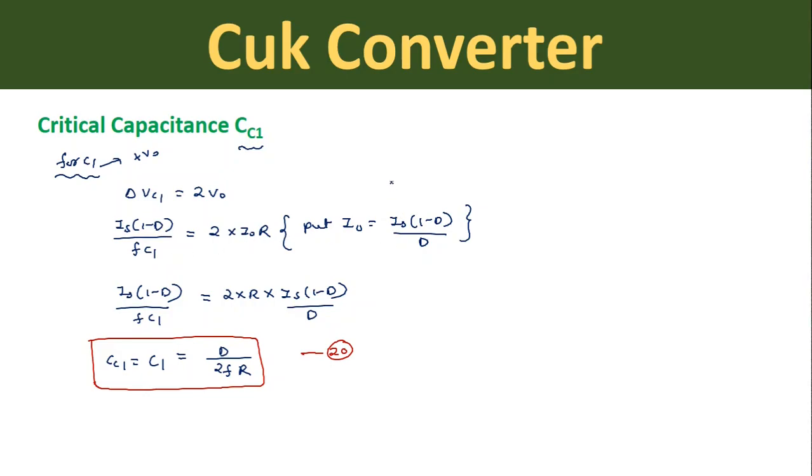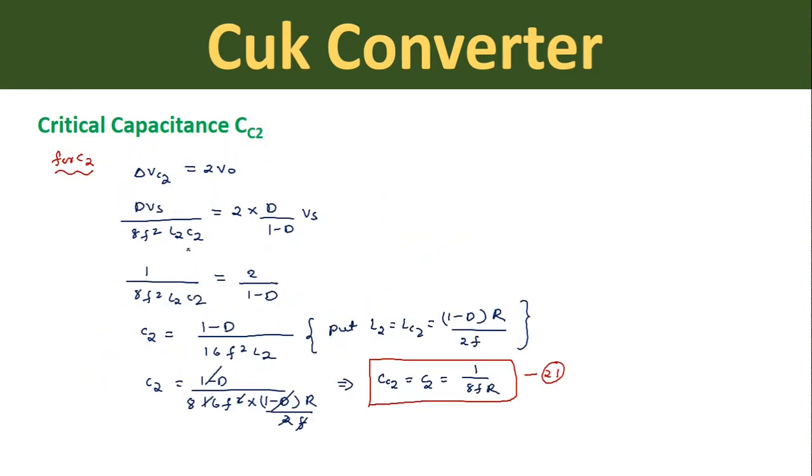Again we will put the I0 equation from the source current equation. We will get I0 equal to Is into 1 minus D divided by D. When we put this equation here, we will get this type of equation. After solving, we will get the critical capacitance CC1 for C1 is equal to D upon 2F into R. Let this be equation number 20.